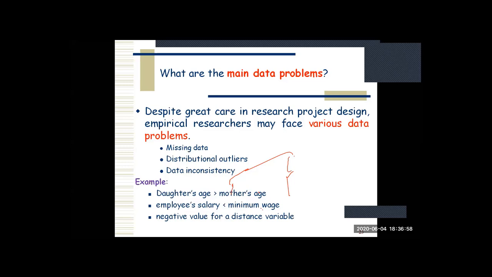For instance, in the questionnaire, you also need to check the response of the respondent. If the daughter's age is greater than the mother's age, this is quite inconsistent, and this is data inconsistency. It means that if you have an equation of mother's age and also an equation of daughter's age, by no means should the daughter's age be greater than the mother's age. This is wrong information. Therefore, such data inconsistency needs to be trimmed out while you are undertaking data entry.